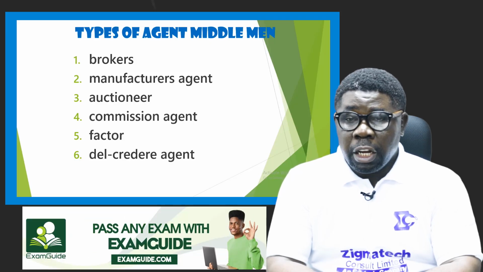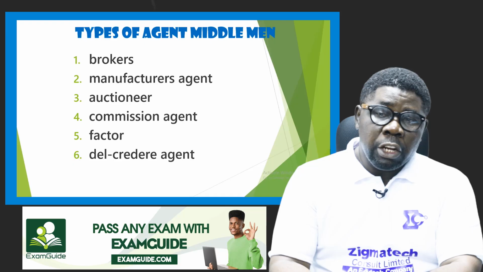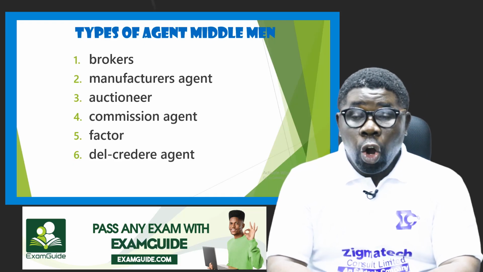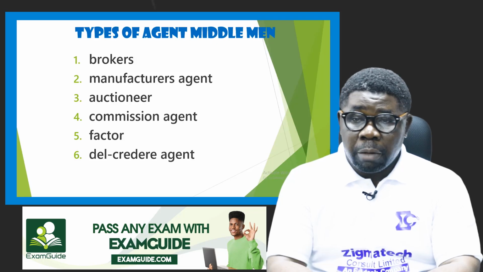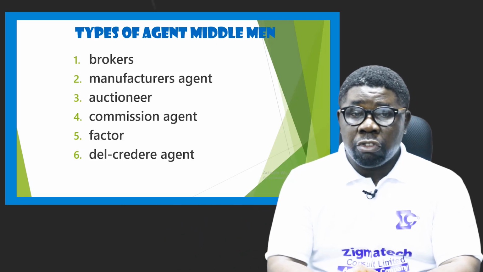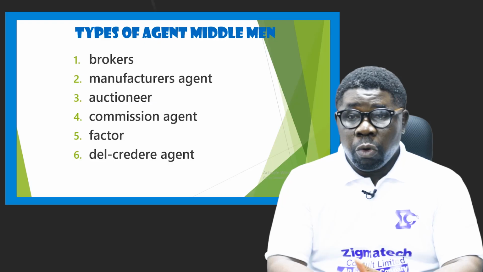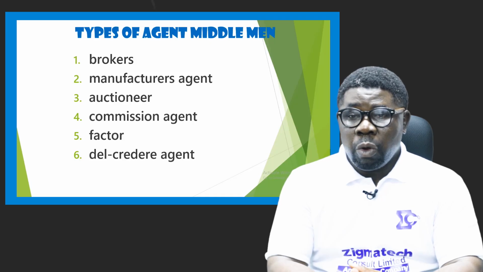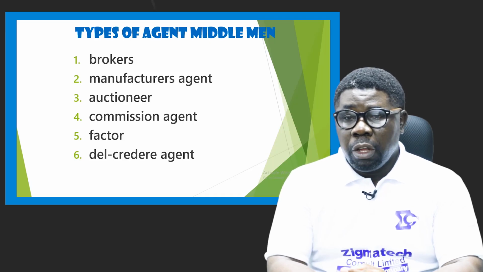Now we have auctioneers. These are people who are given authority to sell on behalf of the owners by auctioning goods, by selling to the highest bidder. These people have the right to sell at a reasonable price for the owner of the goods. So they are another form of middlemen. That's an example of agent middlemen. Then we have commission agents.